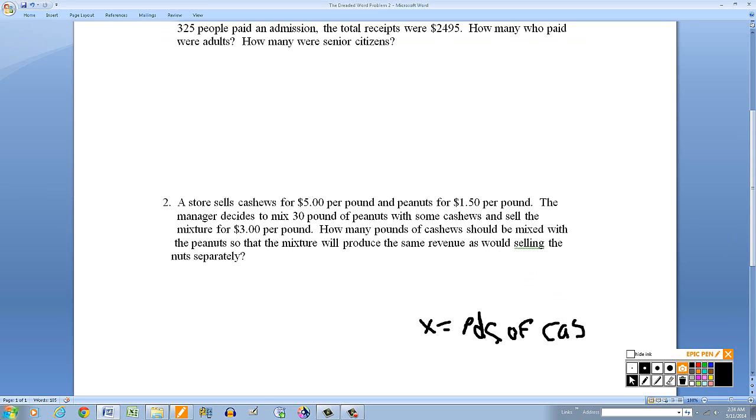So we've got x is equal to the pounds of cashews that we're going to mix with the peanuts. So read the problem again. We're going to get 30 pounds of the peanuts. So we're going to have to do it down here. So it's going to be 30 pounds. And to that, we're going to mix it with some cashews. X pounds of the cashews, so this will be 30 plus x.